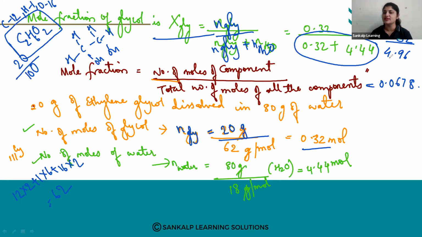After solving this, solve it at each step. Don't hurry to the conclusion. So now you add this first. Don't directly go for dividing. So 0.32 plus 4.44, add it first. Then you divide it. Then you will get the proper answer. So this is the way you are going to solve the mole fraction problem. Understood? Mole fraction. Okay.